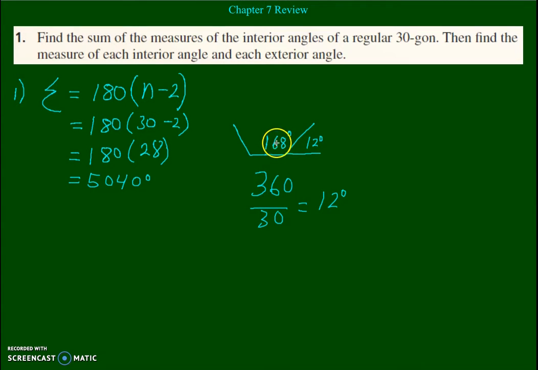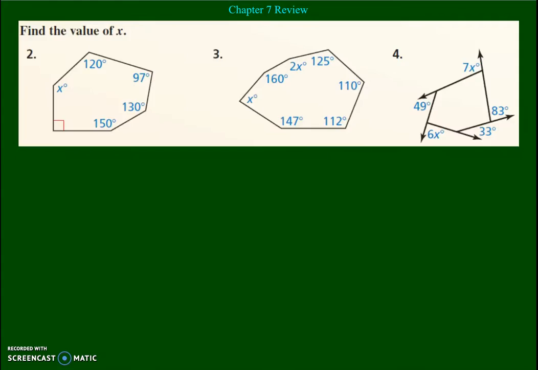Now let's move on to problem 2. In problem 2, we have a similar problem. In this instance, we are given a hexagon, 1, 2, 3, 4, 5, 6 sides. So that's a hexagon. So we need to find the sum of the measures of the interior angles because we're going to use those to compute this x value.